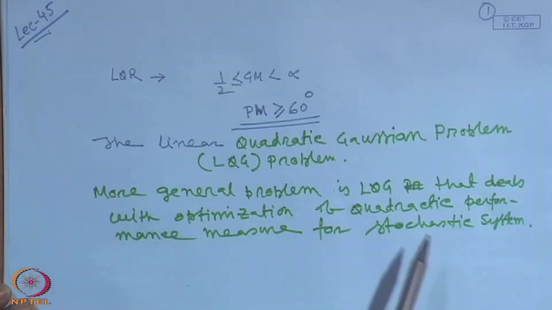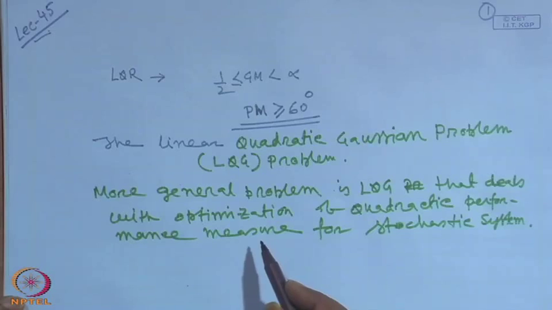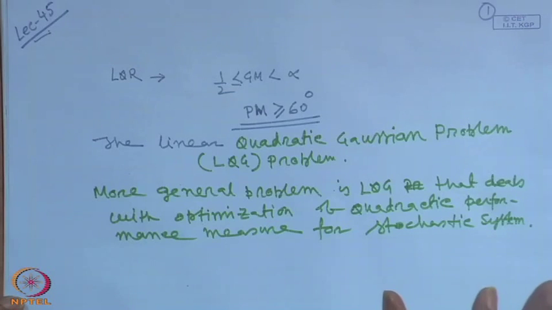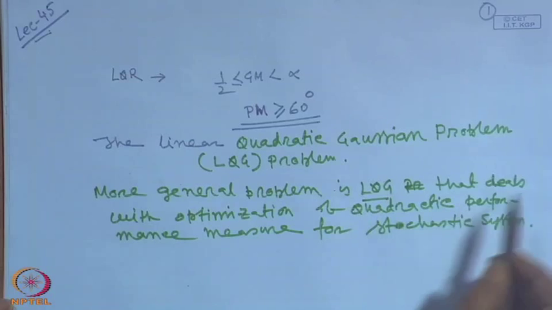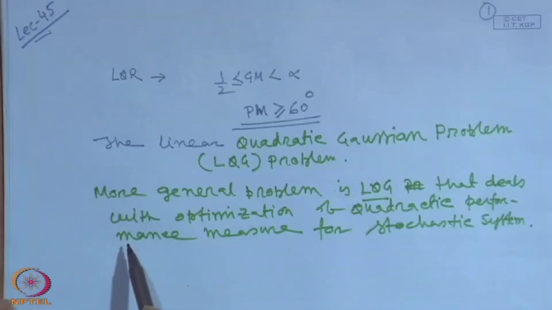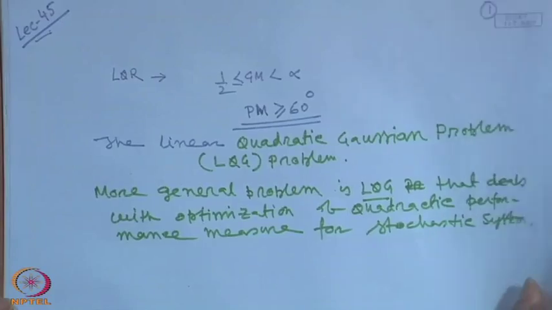In LQR, we dealt with the optimization of quadratic performance under deterministic systems. The system is deterministic, that means the system is not corrupted with noise: the state is not corrupted with noise, and the measurement equation is also not corrupted with noise. But the more general LQG problem deals with quadratic minimization under a stochastic environment. So first we will state the problem.